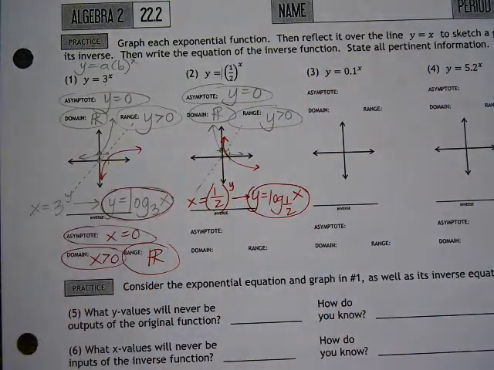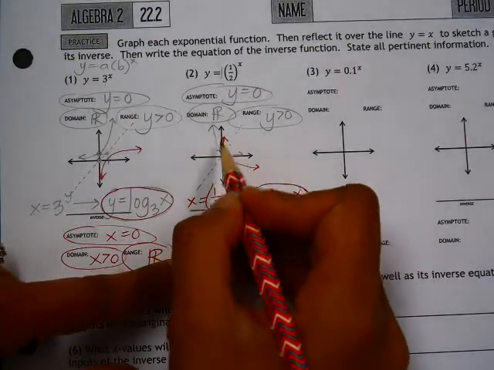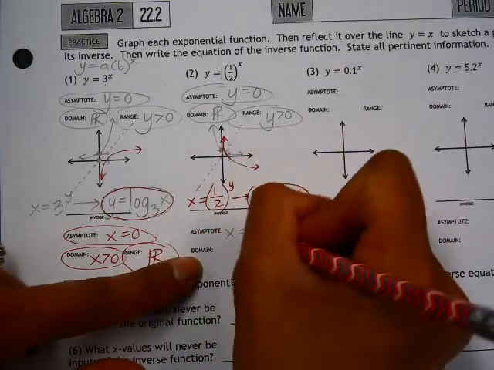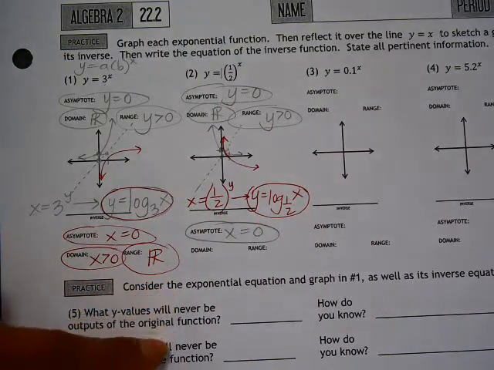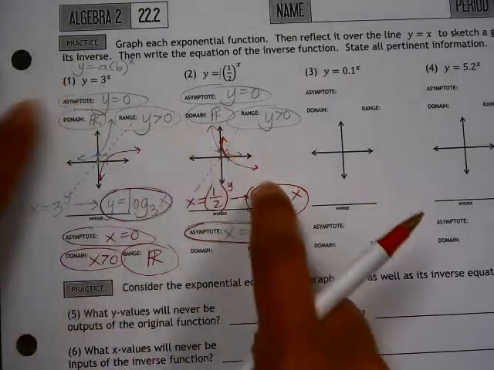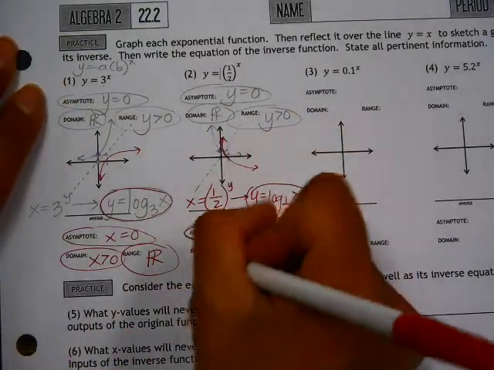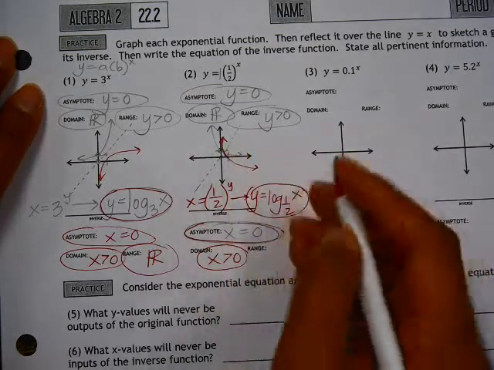So we can see here this log graph has an asymptote again at the y-axis, so x equals 0. The domain of this log graph is all positive numbers, so x is greater than 0. And the range is, again, all real numbers.